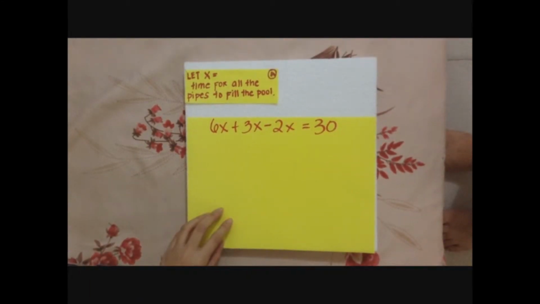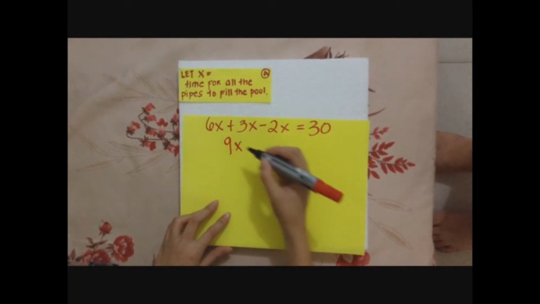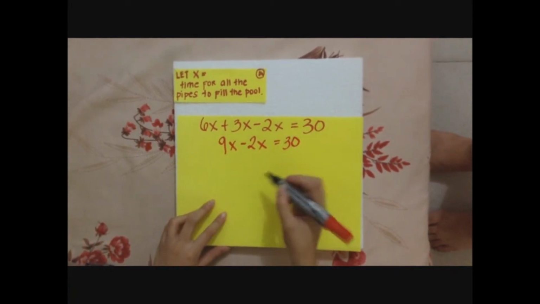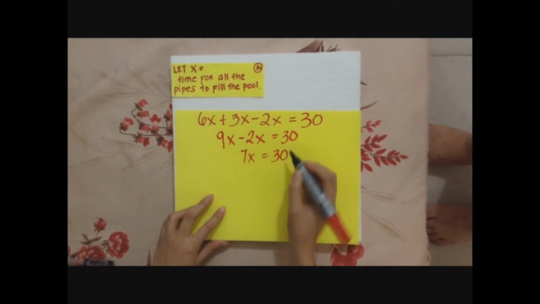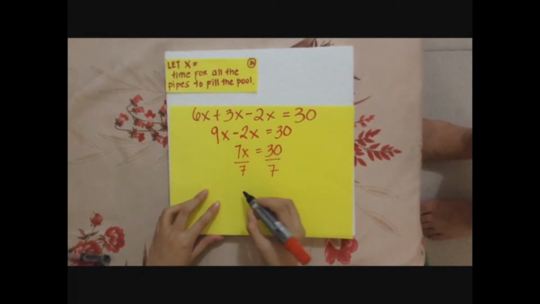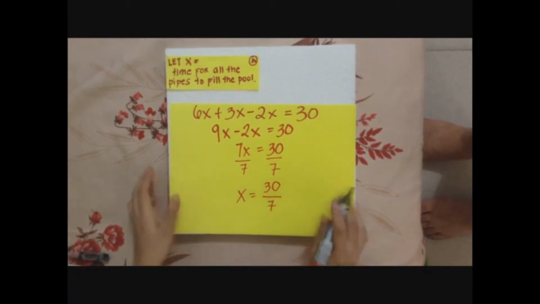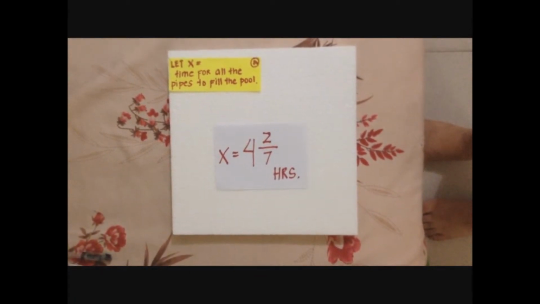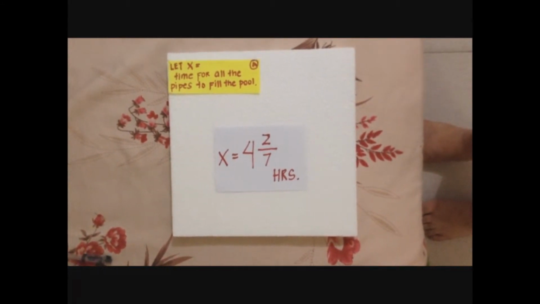And now we are going to simplify. 6x plus 3x is equal to 9x, minus 2x is equal to 30. 9x minus 2x is equal to 7x. Equal to 30. To isolate x, you have to divide it by 7. And there we have x is equal to 30 over 7. Or, it would take 4 hours and 2 over 7 minutes to fill the pool.